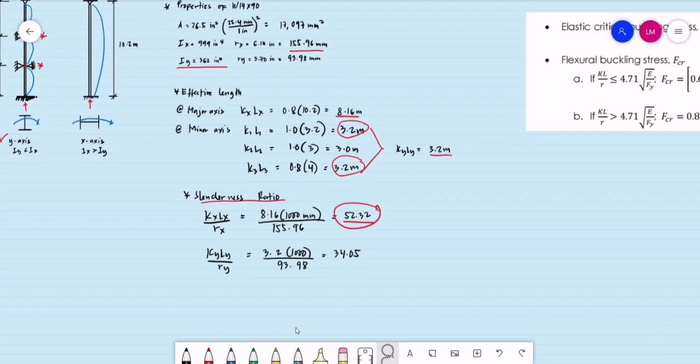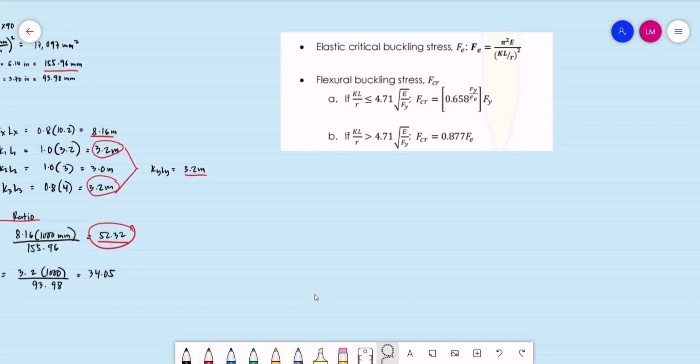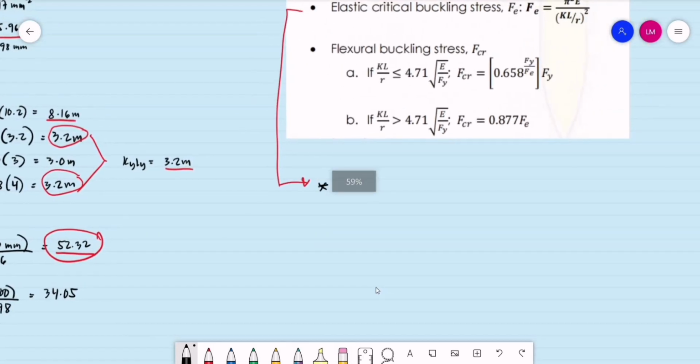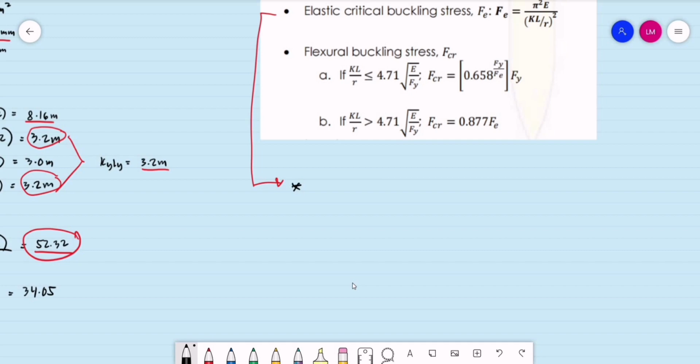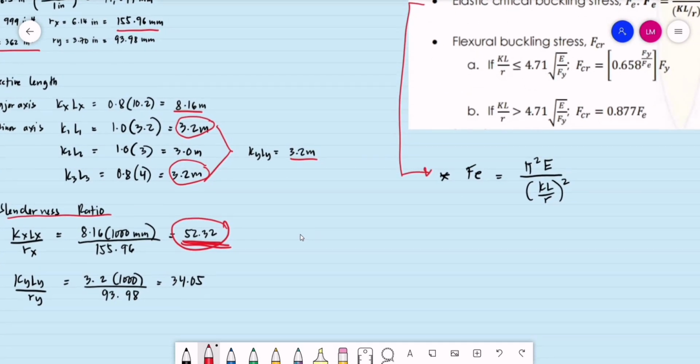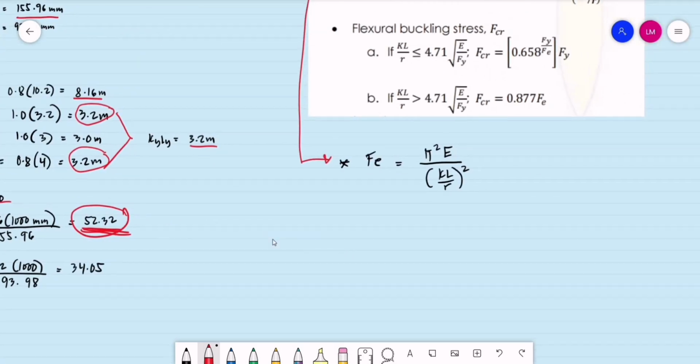We are now to proceed to the computation of the elastic critical buckling stress. We have that equation for the elastic critical buckling stress, F sub E. F sub E is equal to pi squared times the modulus of elasticity, divided by KL over r, quantity squared, or the slenderness ratio. Again, our governing slenderness ratio is the higher value, 52.32, which means that when it comes to buckling, the x-axis is more critical than the y-axis.